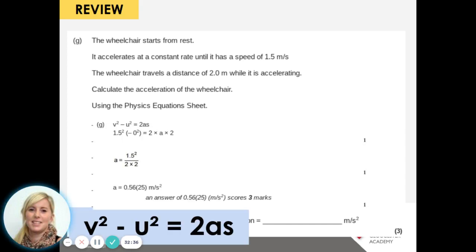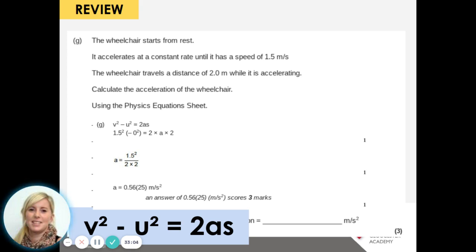Okay, so let's see how you're getting on with this. Here's that information going in. That's the final velocity 1.5 squared minus the initial velocity of 0 squared equals 2 times a times 2. So that was what we talked about. And then you do your 1.5 squared divided by 2 times 2, because you moved it over from the other side. And you get a final acceleration of 0.56 meters per second squared.